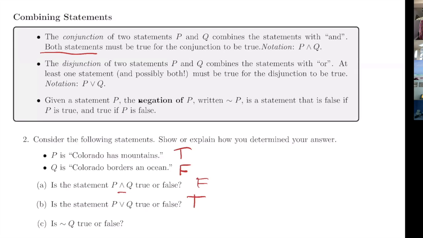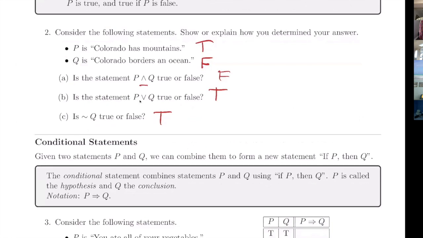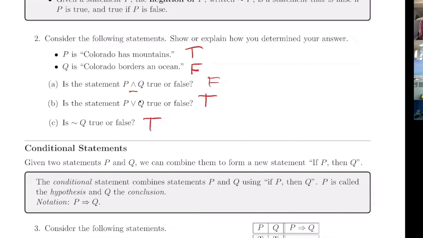And the negation of Q, where Q is Colorado borders an ocean, would be Colorado does not border an ocean, and that is true. If Q is false, the negation of it has to be true by definition. Okay, any questions about that?